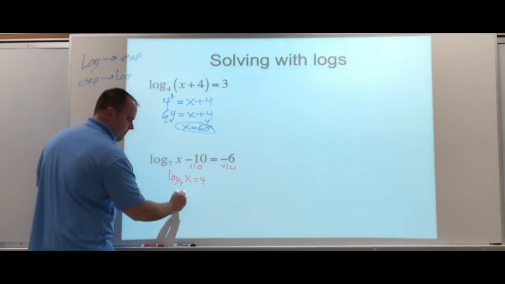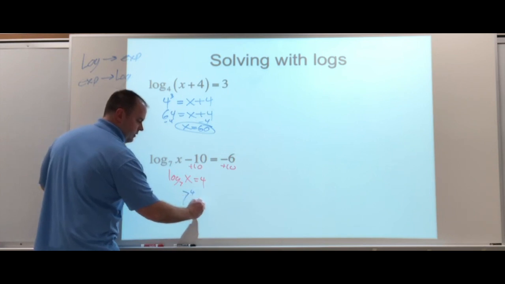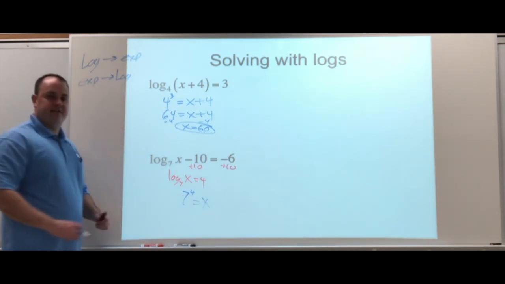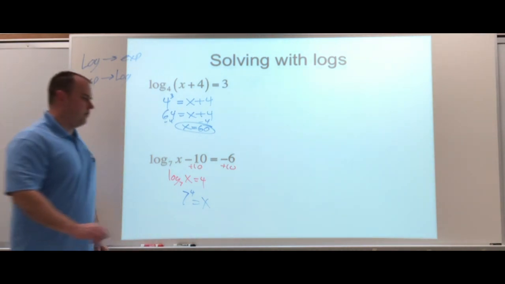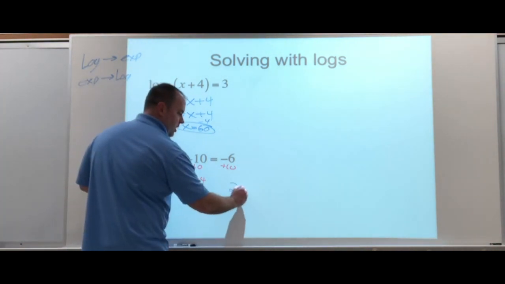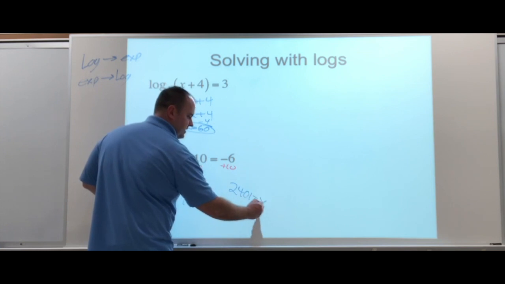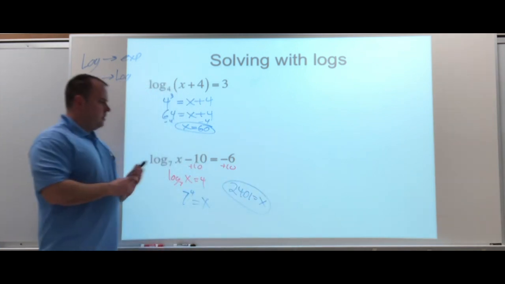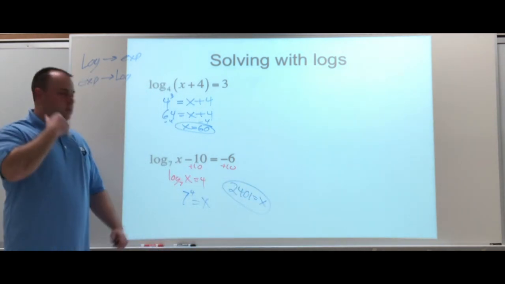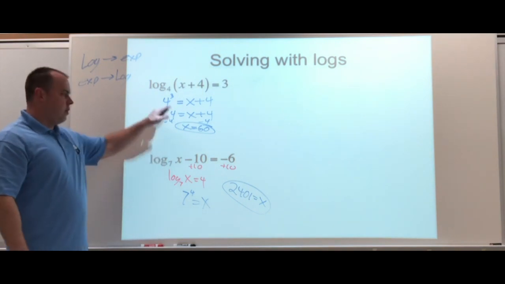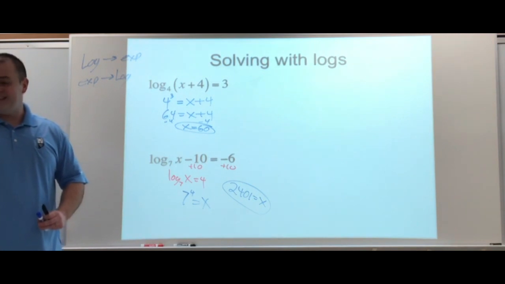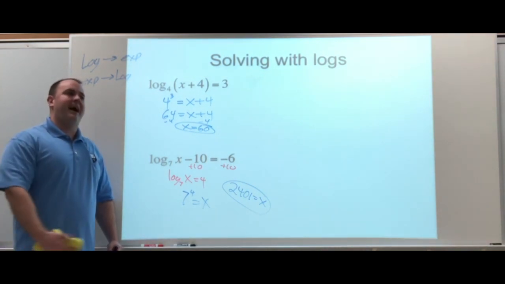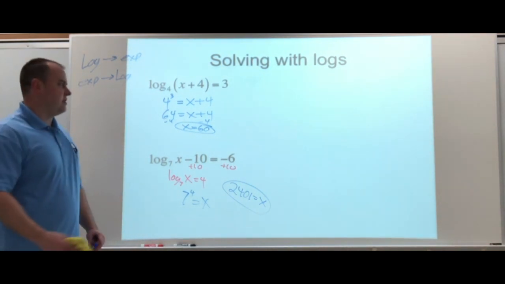7 to the 4th equals x. So x is all by itself. The only thing to do now is 7 to the 4th power. I have that as 2,401 equals x. So here are two examples. We started with logs and we wrote them as exponents. Logs go to exponents. I'm going to say that a lot this chapter. If you can remember that, you should be on your way to being able to solve these.